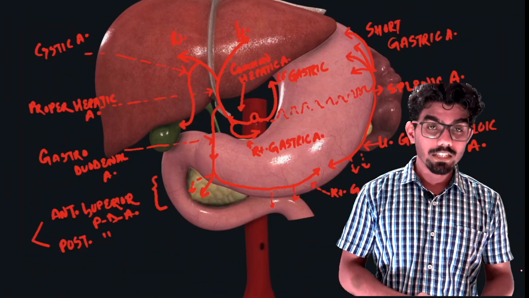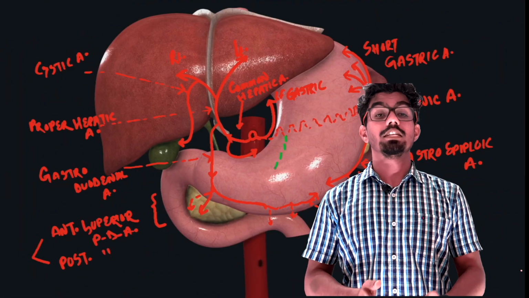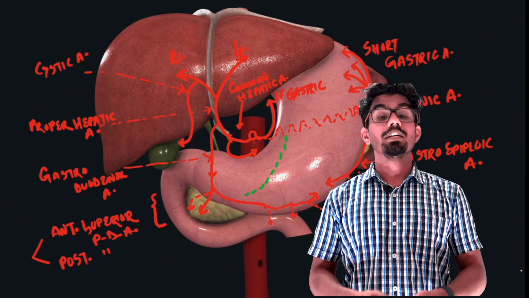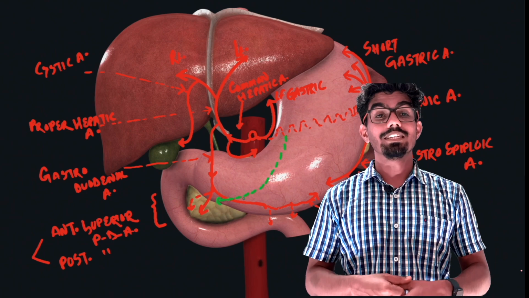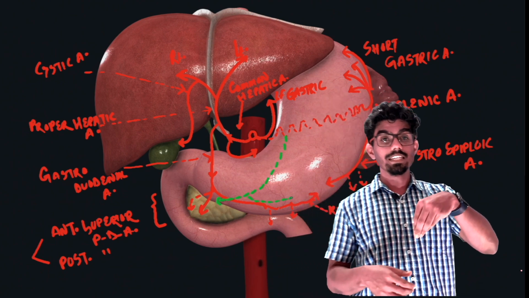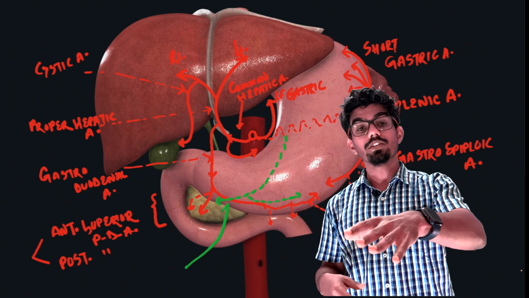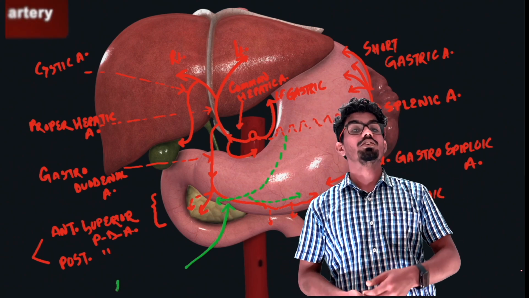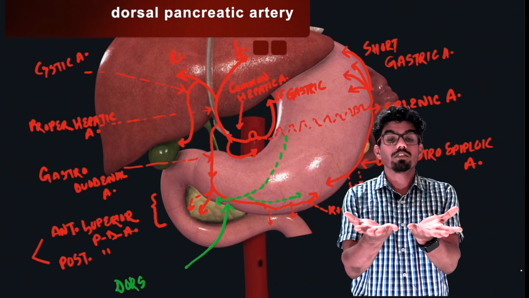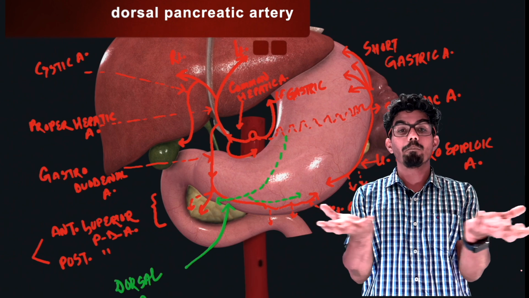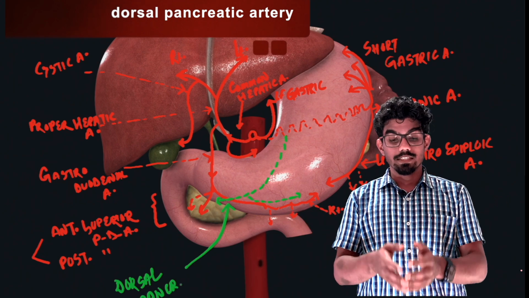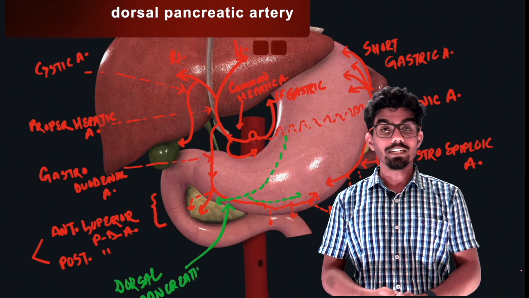But the body and the neck region are supplied by branches of the splenic artery. The splenic artery gives a branch called the dorsal pancreatic artery, which goes posterior to the pancreas, pierces the substance of the pancreas and supplies it. This branch is called the dorsal pancreatic artery.